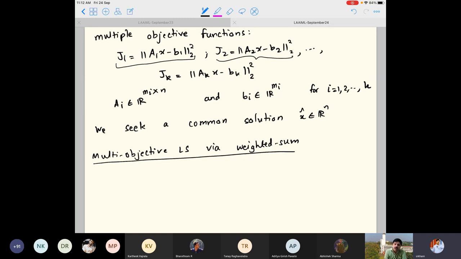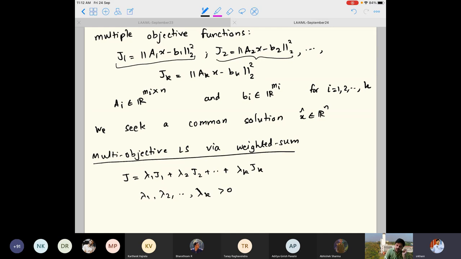Okay, so what I'm going to do now is write down a new objective J, which is basically the weighted sum of these objectives: lambda 1 J1 plus lambda 2 J2 plus lambda k Jk. I'm going to take these lambdas to be positive, of course. Lambda 1, lambda 2 are weights which are all positive. And when I take lambda 1 up to lambda k all equal to 1, then I'm just summing up all the cost functions together, right?